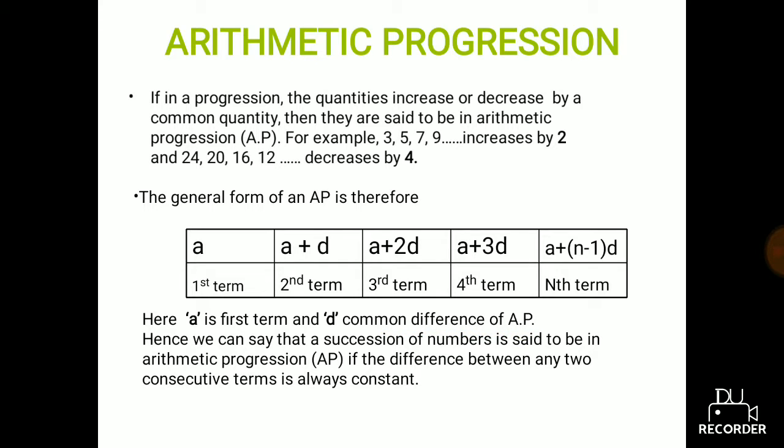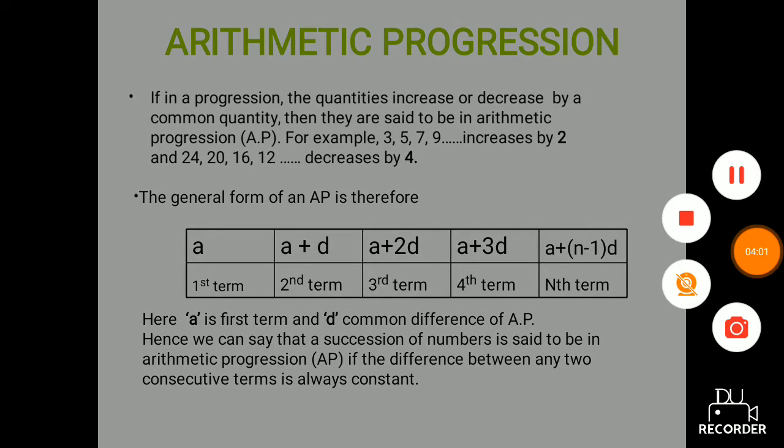Suppose we consider an example, this one, 3, 5, 7, 9. Here we find that the common difference is 2. And in this sequence, 24, 20, 16, 12, we find that the common difference is -4. So how to identify an AP? Hence, we can say that a succession of numbers is an arithmetic progression if the difference between any two consecutive terms is always constant.